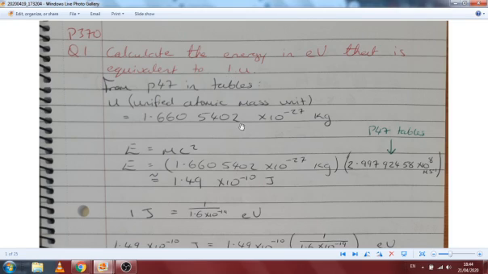So what is 1 U? We need to get it in our SI unit of kilograms. So we just look it up and we find that there. We need to find the energy. So energy E equals mc squared. So we take E is equal to the mass times c squared.